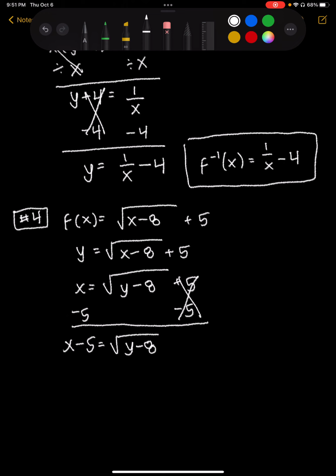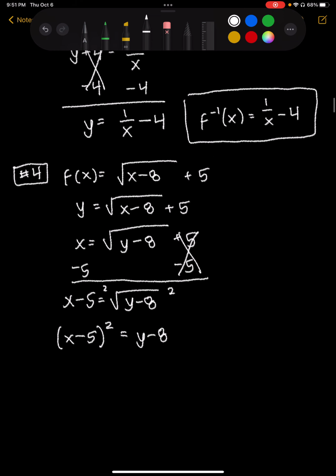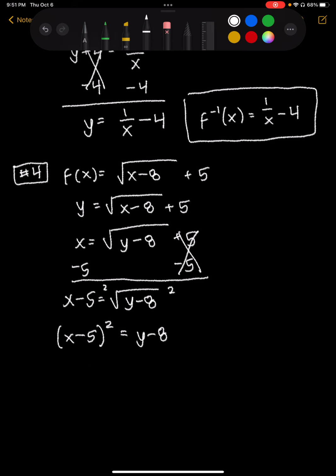Just like the opposite of squaring is square root, the opposite of square root is squaring. So what we're going to do is square both sides. So the way I would write it is (x minus 5) in parentheses squared equals y minus 8. The reason why we have to put the x minus 5 in parentheses is because we're not just squaring the x and we're not just squaring the 5, we're squaring both the x and the 5. So you have to put it in parentheses like that. Then you still want to get the y by itself, so we're going to add 8 to each side. And we'd have (x minus 5) squared plus 8. You can't combine that 5 and 8 again because one's squared and one's not, equals y.